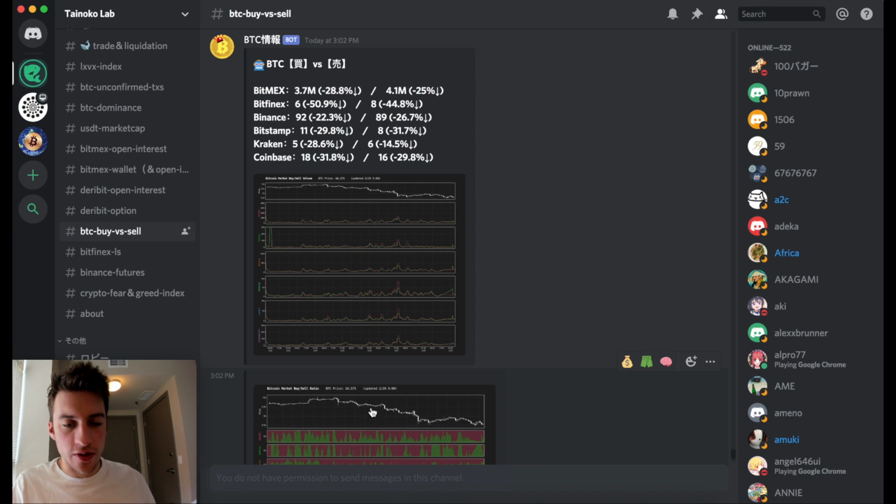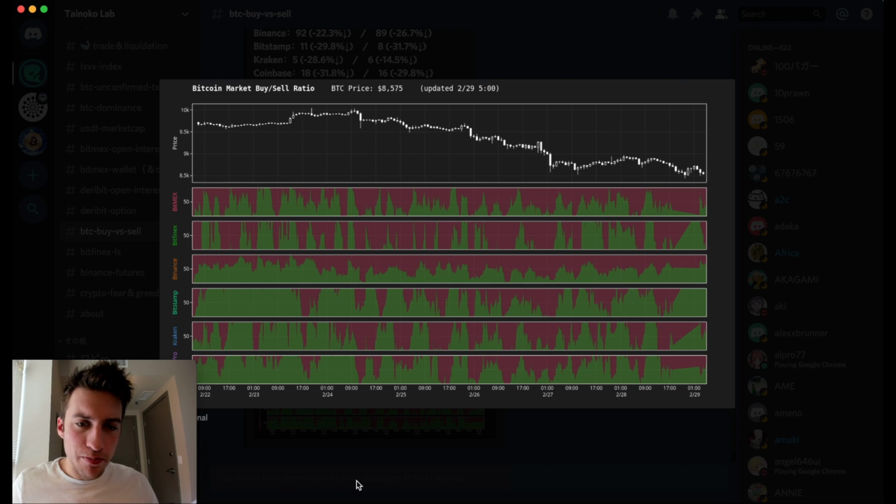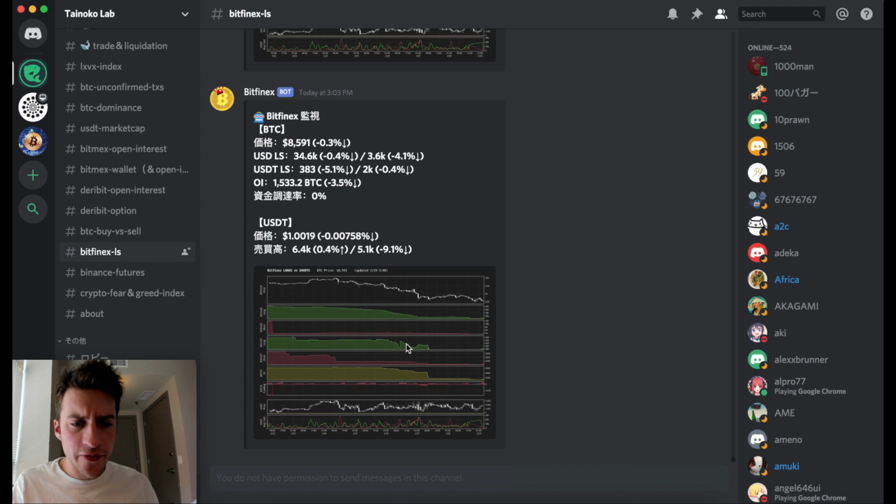Oh, wait, I forgot to show the other part. This part's really cool, too. This one may be a little bit easier to recognize, the buy-sell ratio. You can see that we began here with a very strong market buy-sell ratio and price rose. Then this ratio gets very, very red on Binance, BitMEX, and Bitfinex, and that's when price just begins to fall. Now it looks like we're seeing a lot more green coming in. So that's interesting stuff.